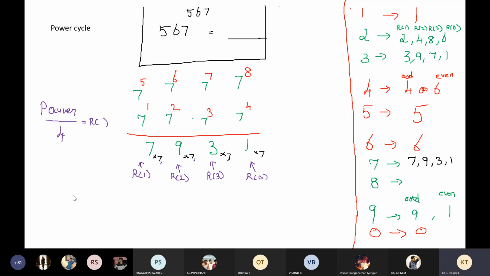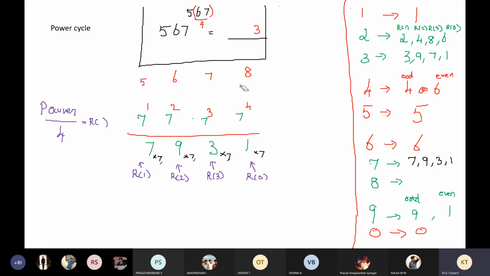Very good, Sham. Superb. Very good, Deepthi. Awesome, guys. So what would happen here? I will take the power value, which is 567. So I can just take the last two digits, 67. If I divide it by 4, 64 is divisible. So the remainder is 3. If the remainder is 3, then the last digit is also 3. That's all. Clear? Super, guys.